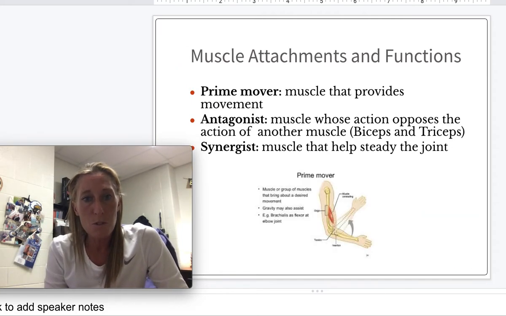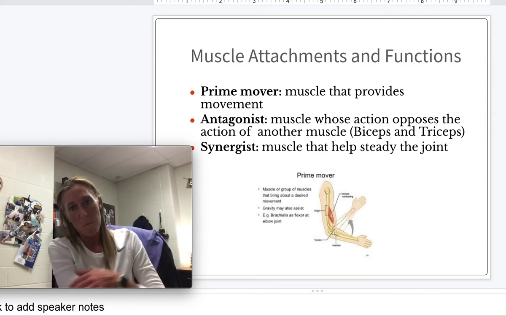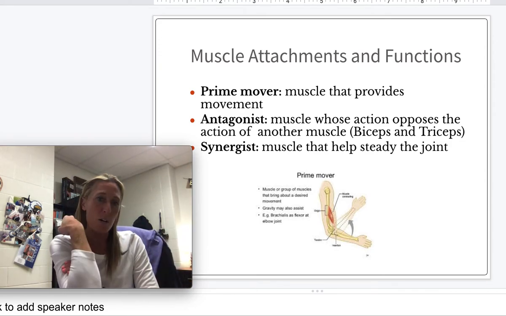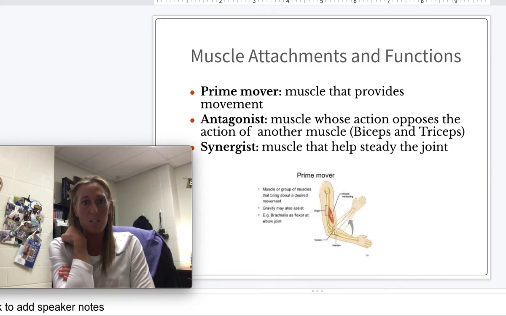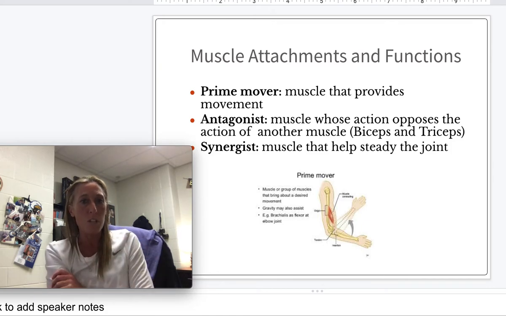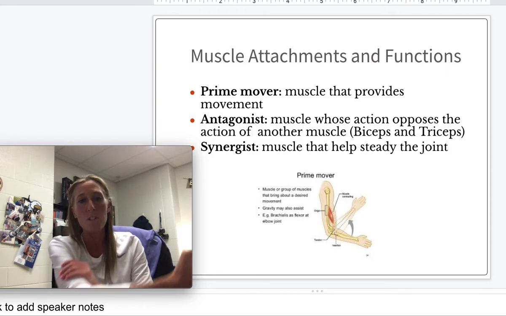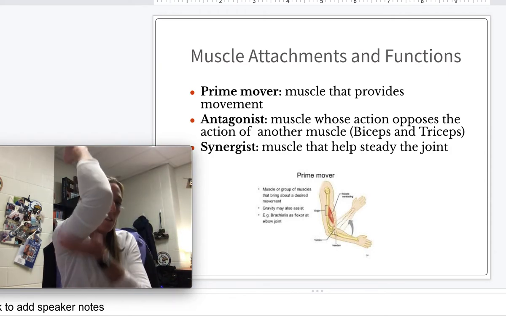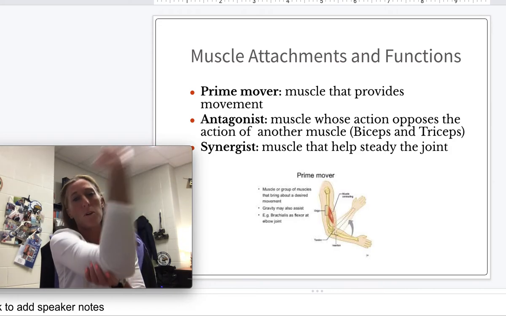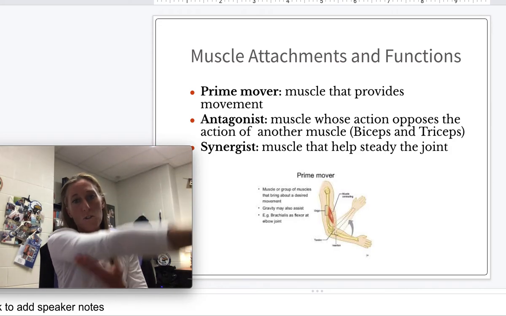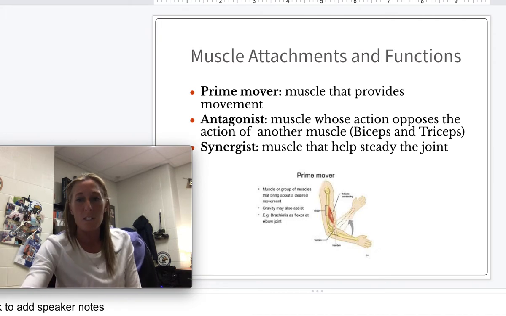We have prime movers and we have synergistic muscles. We talked about the bicep and elbow flexion as the prime mover. There are lots of synergistic muscles that help stabilize and support that movement. Antagonistic muscles work in opposition. So if we're talking about my bicep, the tricep is the antagonistic muscle. So extension is triceps, flexion is biceps.